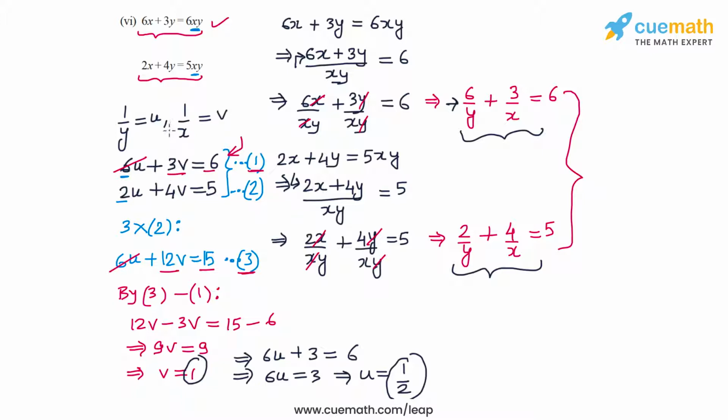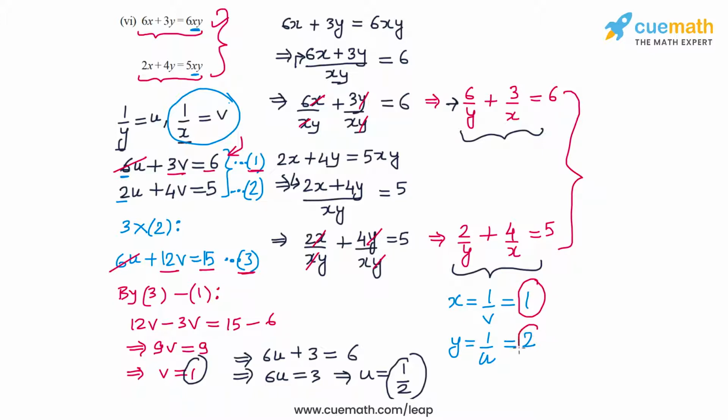And now we can simply find the values of x and y using the values of u and v. So x is equal to 1 by v. Remember that we used the substitution 1 by x equal to v. So x is equal to 1 by v, or 1, and y is equal to 1 by u, and u is half, so 1 by u is 2. So the solution to this pair of equations is that x is equal to 1 and y is equal to 2.